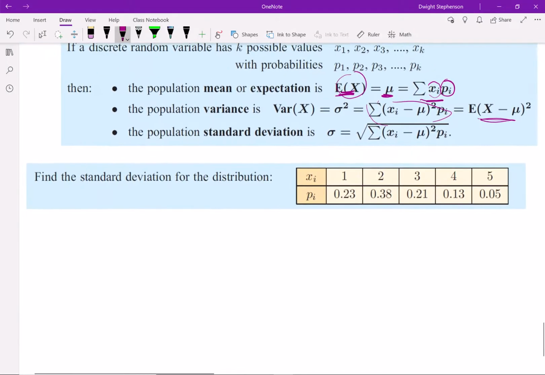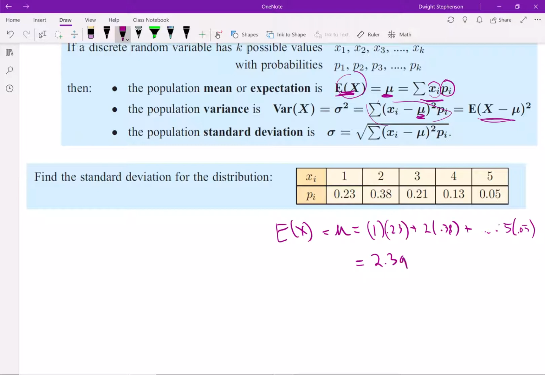So let's look at an example. We want to find the standard deviation for this. So what do we need to do? Well, first we need to know the mean, right? The mean, the expected value, which is the same thing as mu, the population mean, would be 1 times 0.23 plus 2 times 0.38 plus and so on, until you get to 5 times 0.05. We actually already did this in a previous video, and we got 2.39, which was the magazine one, right?